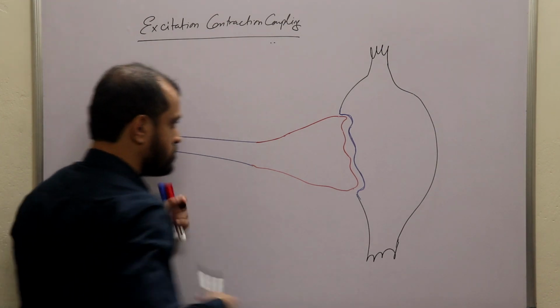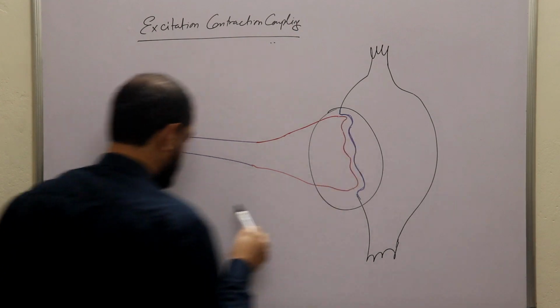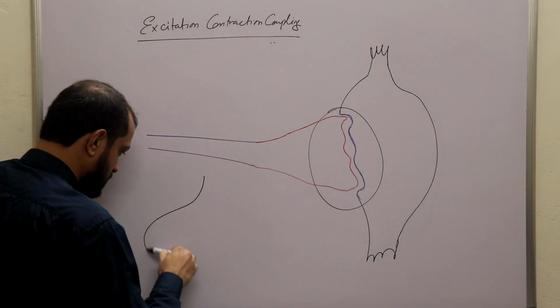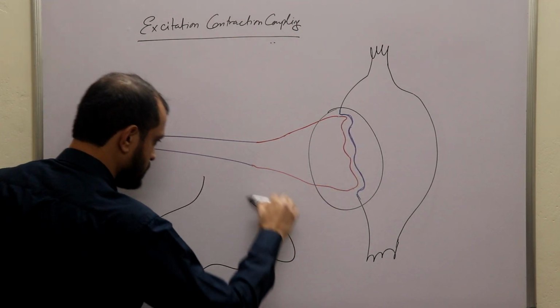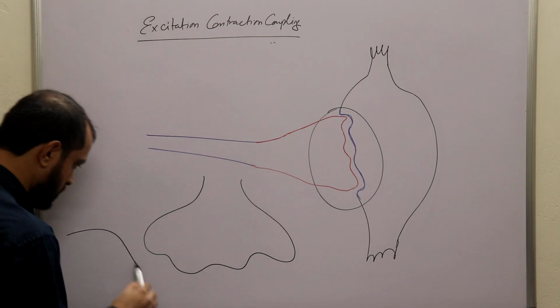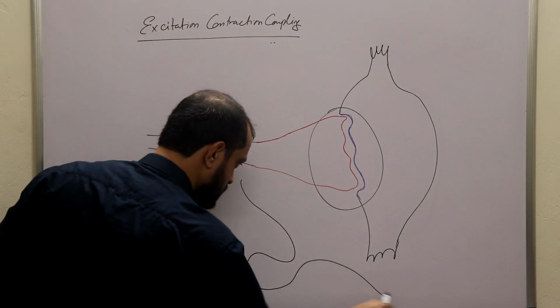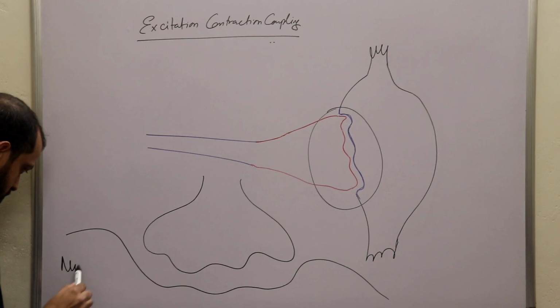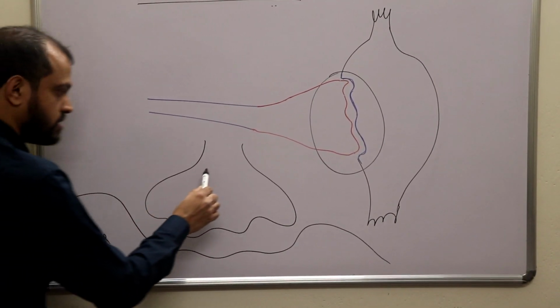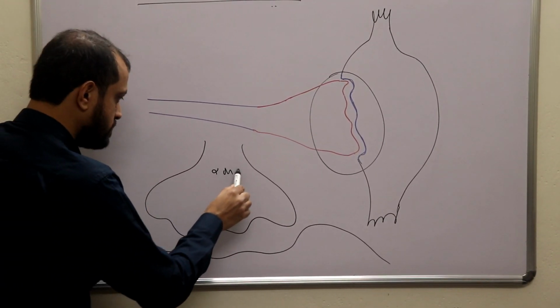If I draw this area here, then it will look like this. This is the muscle membrane. This is the alpha motor neuron, right?